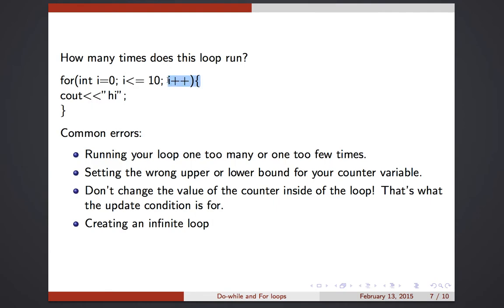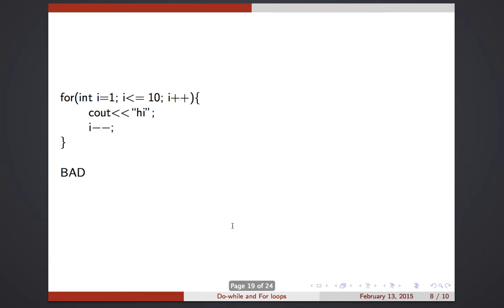Okay, it's extremely confusing to have an update condition here and then inside the loop itself have a statement like i = i + 2 or something. Don't do that. And it's also easy to create an infinite loop. So let me just show you an example of what I'm talking about. Consider this for loop. Notice there's an i-- in here, right?